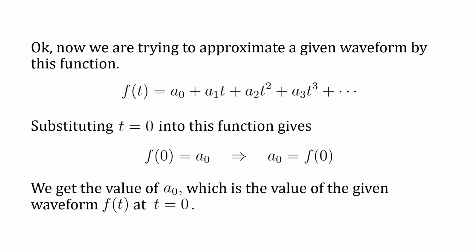Substituting t equals 0 into this function gives f at 0 is equal to a0. Therefore, a0 equals f at 0. We get the value of a0, which is the value of the given waveform f of t at t equals 0.